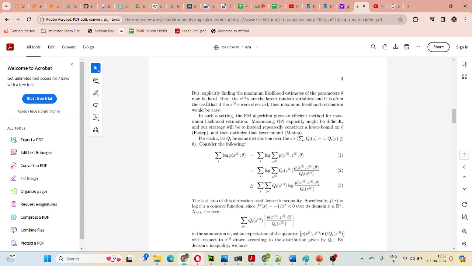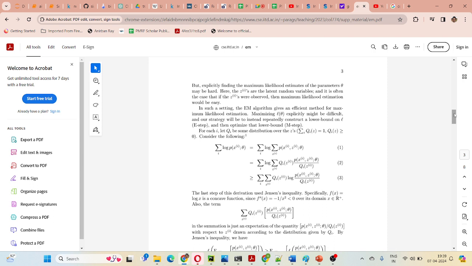As you see here, the first writing says explicitly finding the MLE of the parameters might be hard, because the z's are unknown, a latent random variable without any knowledge or any data. So the EM algorithm is there, as I said. What they have done, you can see, is that they have considered another Q distribution over Z.